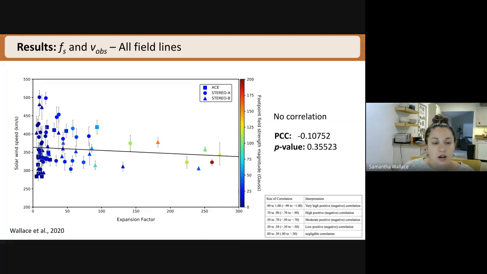So if these 2 variables were inversely related, this would be less than 5%, and this would be at least moderately negative, so like minus 0.5 to minus 0.1. So there's really no correlation for these data points.